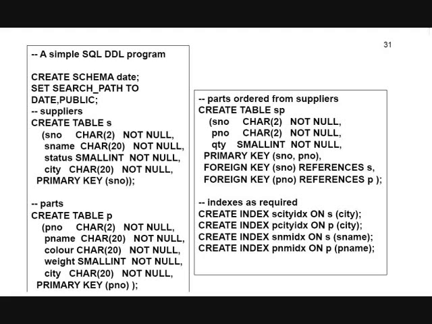And then I might create some indexes. I could create an index on the city name, on the supplier city, on the part city, on the S name, on the part name, if I thought that these are predicates that I am going to use.